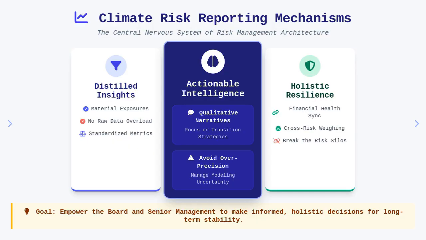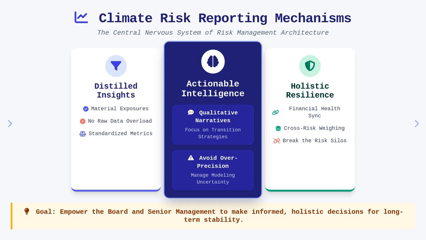Reporting mechanisms serve as the central nervous system of any sound risk management architecture, and they require significant refinement for climate risk. Senior management and the board of directors require reporting that is tailored to their oversight responsibilities, meaning they need a distilled overview of material exposures rather than exhaustive raw data.